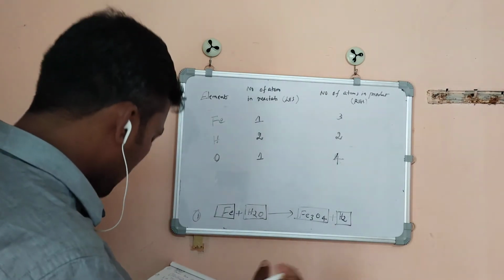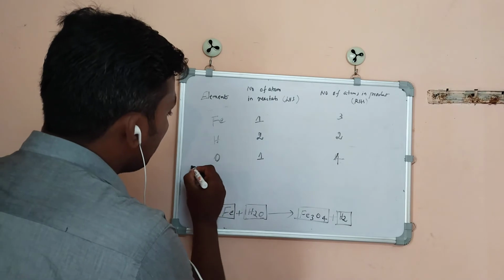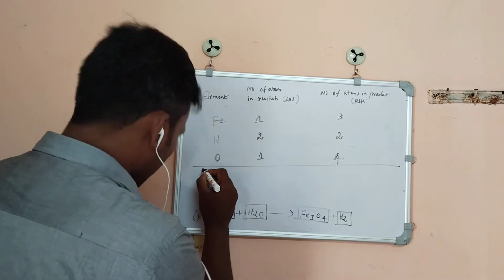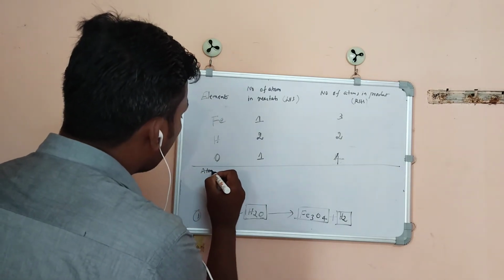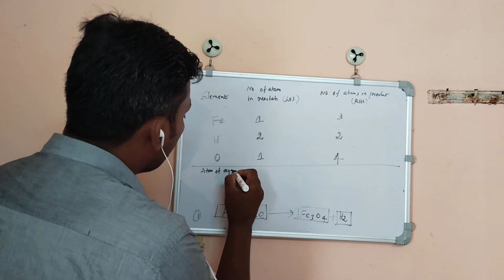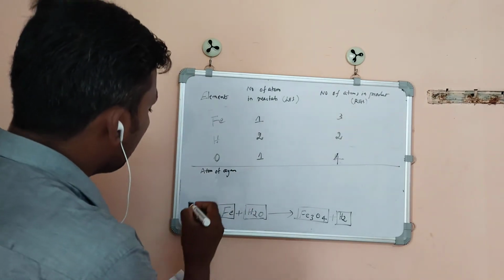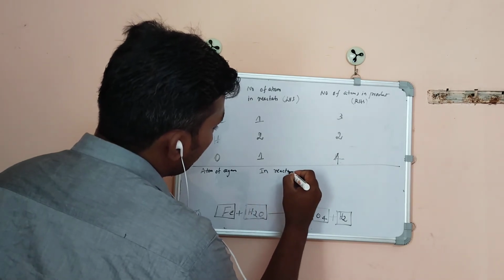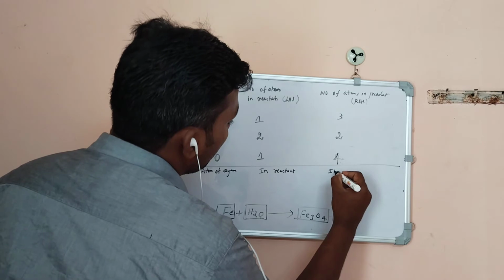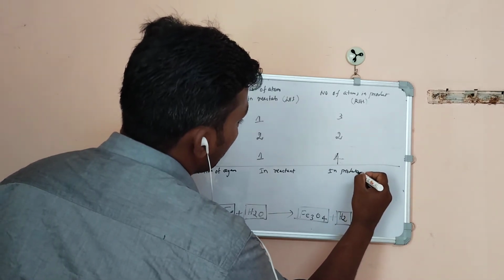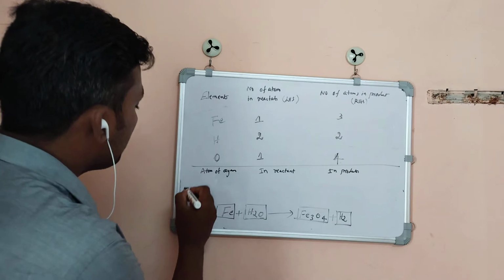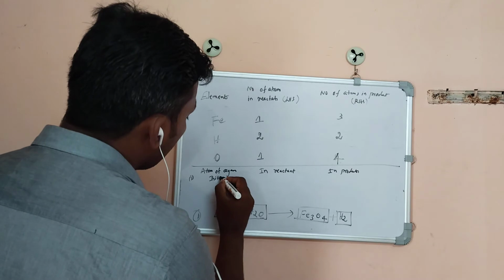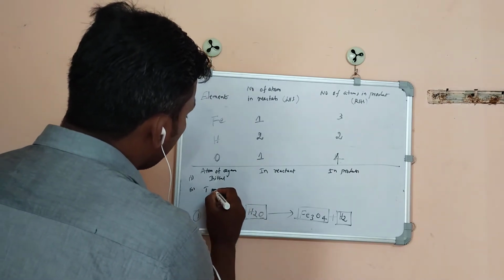Initially how many atoms of oxygen are there here? Initially, atoms of oxygen in the reactant, in the product. Initially how much is there? This is initial, this is to balance.